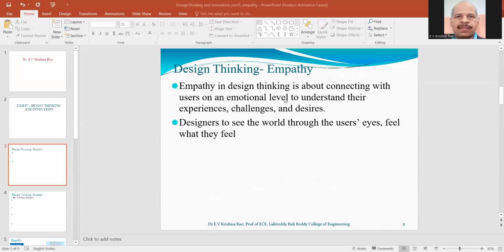What is empathy? Empathy in design thinking is about connecting with the users on an emotional level to understand their experiences, challenges, and desires. So the designer sees the world through the user's eyes: what they feel, how they feel. As a designer we need to feel as if we are in the user's shoes, so that the designer can understand the expectation of the user.